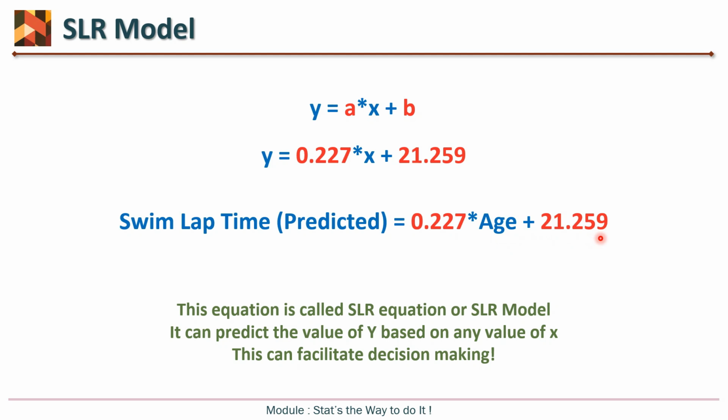So now once this model is prepared, you just put in the age of the swimmer and you can predict what the lap time of that swimmer will be depending on his or her age. So this can facilitate decision making.